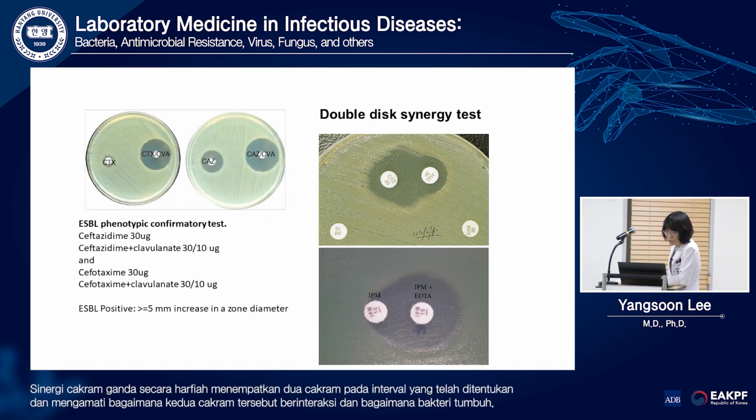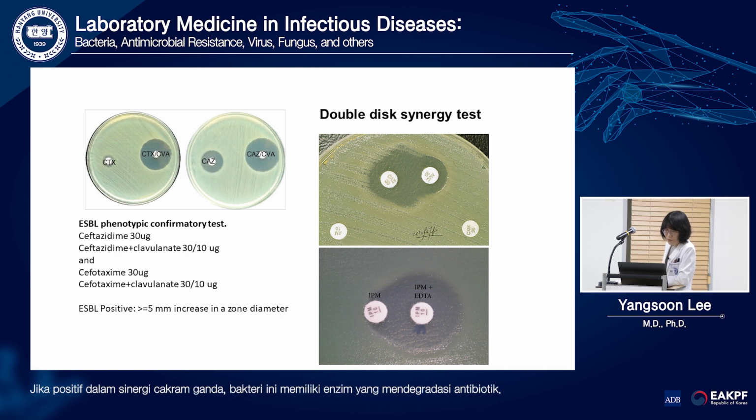Double disk synergy places two disks at a predetermined interval and observes how the two disks interact and how bacteria grow. If it is positive in double disk synergy, this bacterium has an enzyme that degrades antibiotics, so the space bulges like this between two disks. It is commonly used for the ESBL confirmatory test.